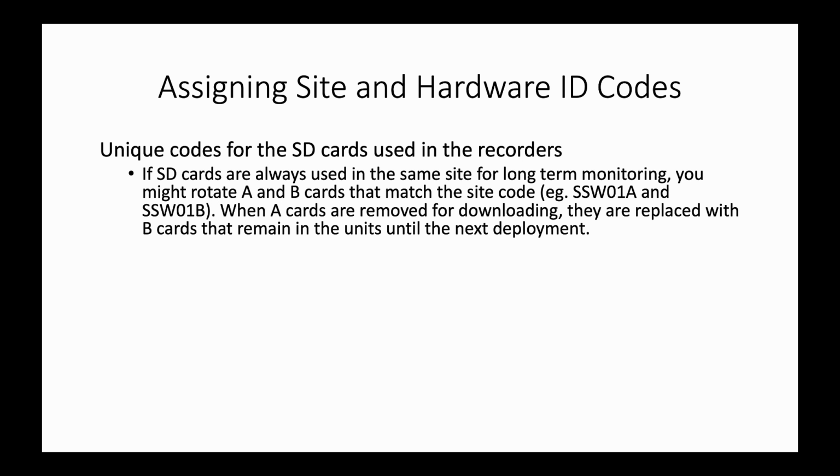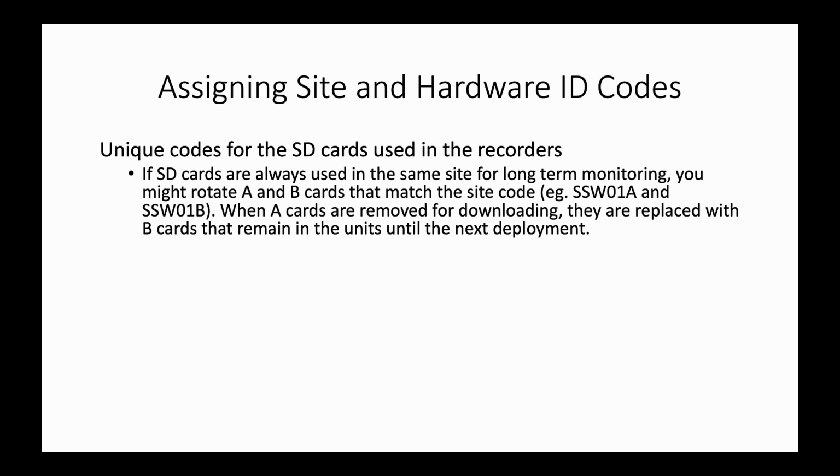Unique codes can also be very useful for the SD cards that are placed in recorders to capture data. There are various ways that SD cards can be named. For example, if they're always used in the same site for long-term monitoring, you might just have an A set and a B set of cards that match that site. So for example, when we're recording around our central building in Sapsucker Woods, we have Sapsucker Woods Site 1, and there's an A set and a B set of cards for that site.